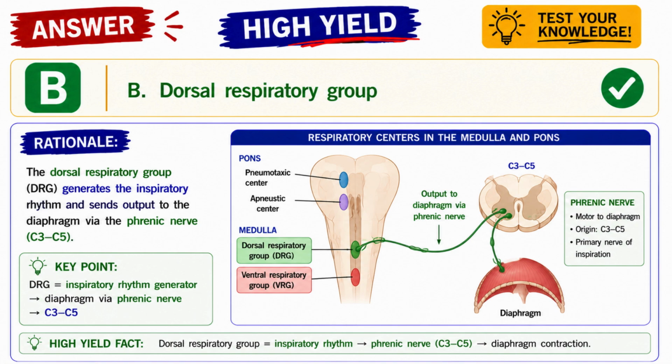Carotid bodies, glossopharyngeal nerve, CN9. Aortic bodies, vagus nerve, CN10. Peripheral chemoreceptors respond to low PO2, high PCO2, and low pH. J receptors, juxtacapillary, alveolar wall, activated by pulmonary edema and capillary engorgement, produce rapid, shallow breathing.